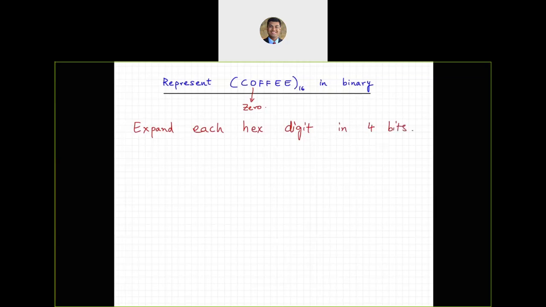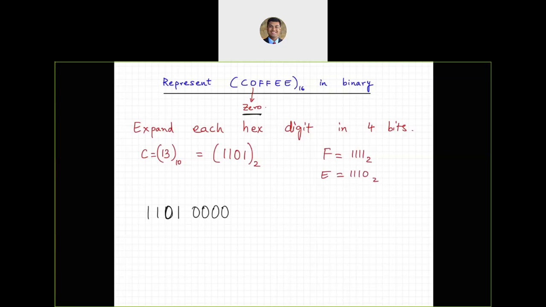So starting from C, what is C? C is 13 in decimal, which is what? 1101 in binary. F is 1111 in binary. E is 1110 in binary. So how do I expand it? Simply C first, 1101. After that, you have 0, which means 4 zeros. After that, A, B, C. Oh yeah, you're right. C is 12. This becomes 1100. F and E are okay.